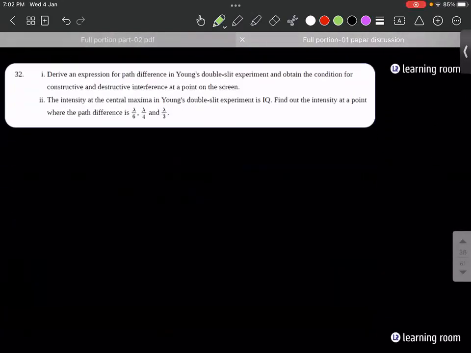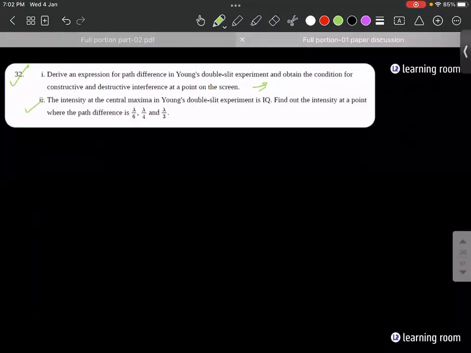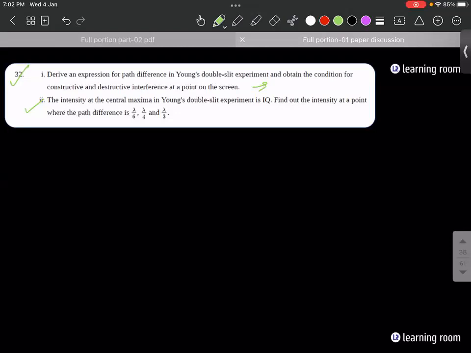Next. So this is again a derivation. You can refer the video. This part we will do. The intensity at the central maxima in Young's double slit experiment is I naught. Actually, this should be I naught, but let's take it as I Q itself for instance. Find out the intensity at a point where the path difference is lambda by 6. So how to solve this?